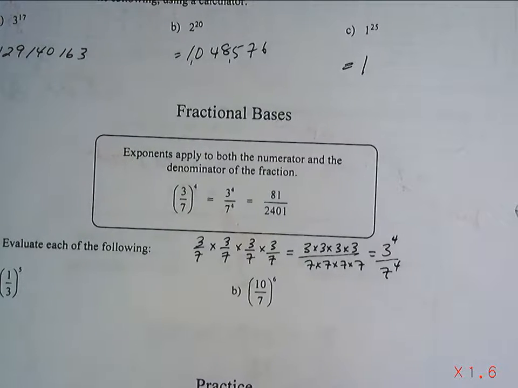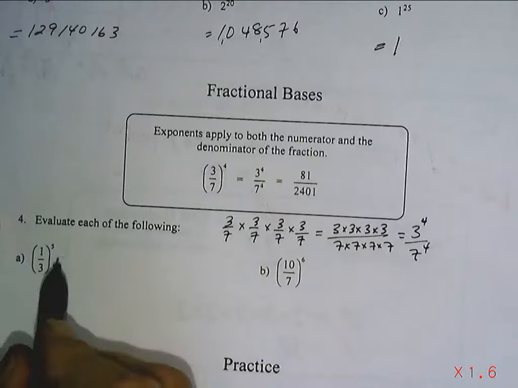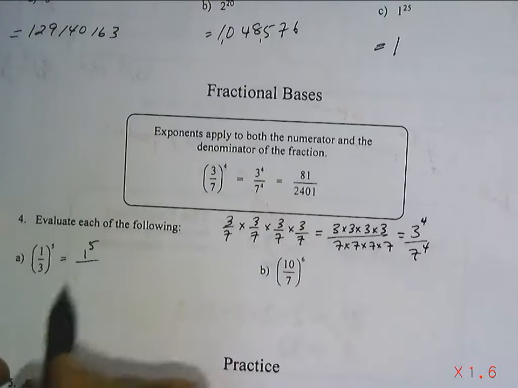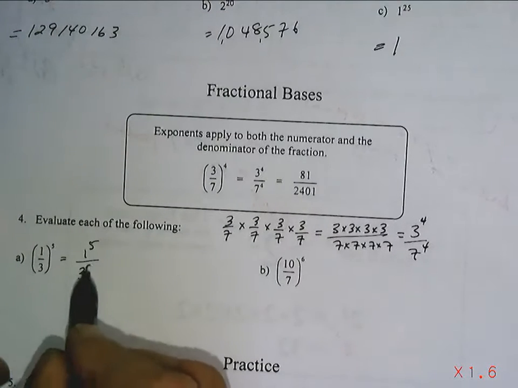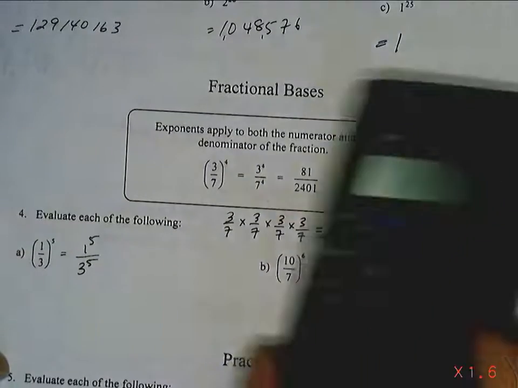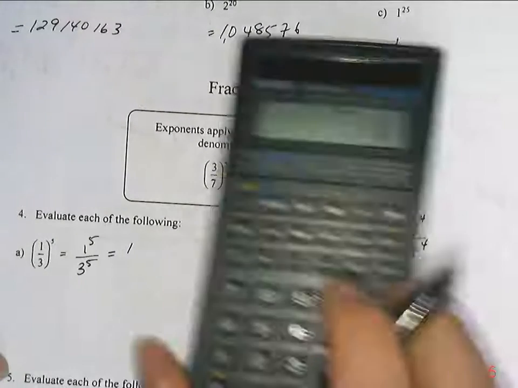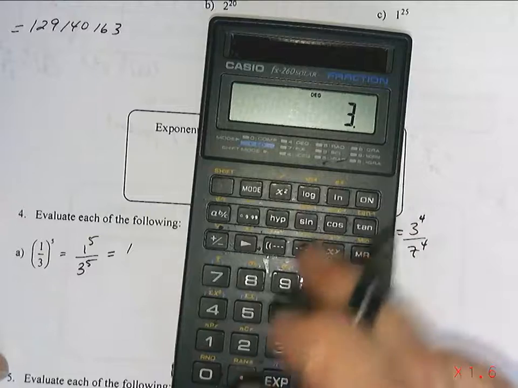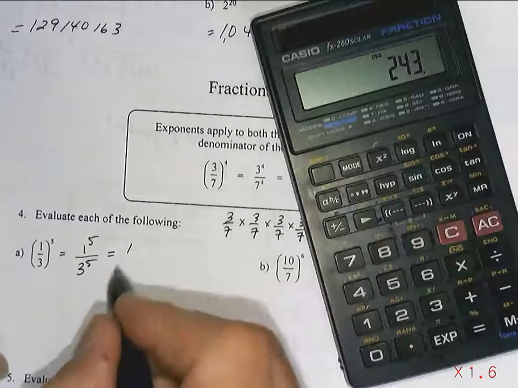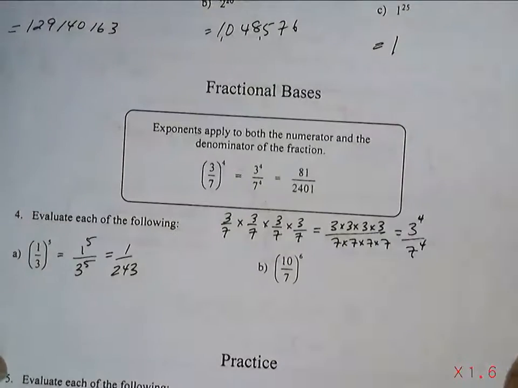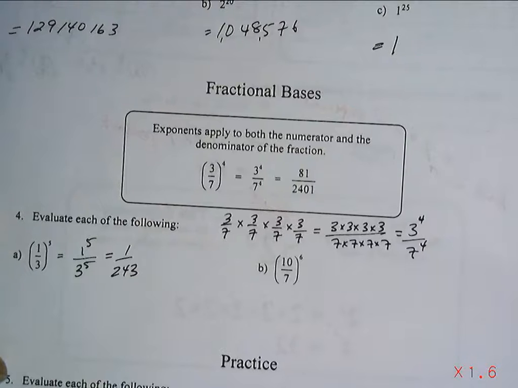So, taking a look at number 4, what this is going to equal is 1 times 1 times 1 times 1, so 5 1s being multiplied, over 3 times 3 times 3 times 3, 5 3s being multiplied. So 1 to the 5, if I remember correctly, is 1. And 3 to the 5 is 243. You got it. And leave it as a fraction. Don't change it to a decimal. We'll leave it as a fraction.